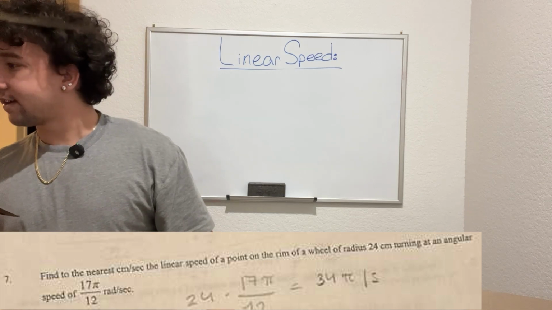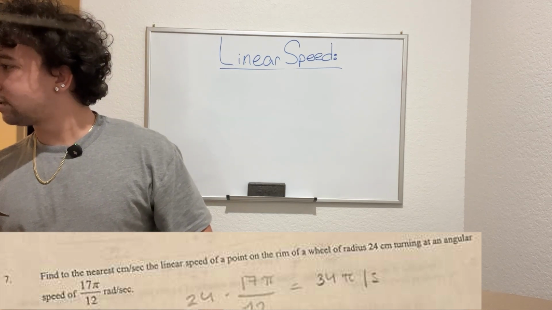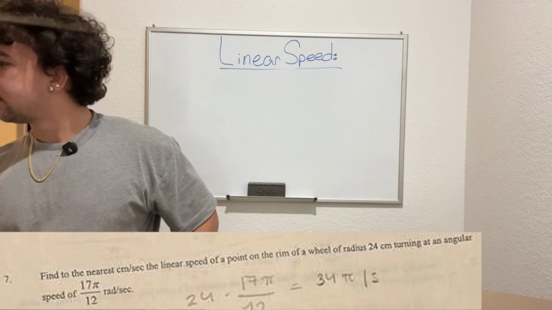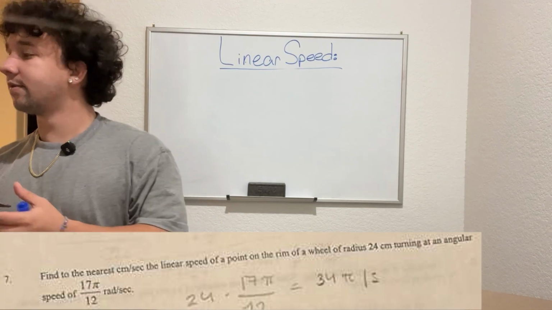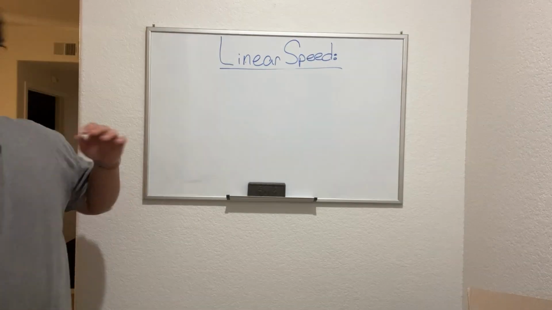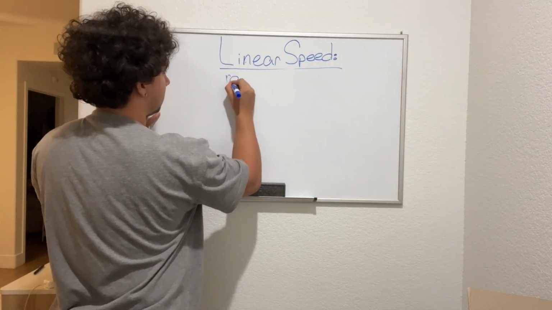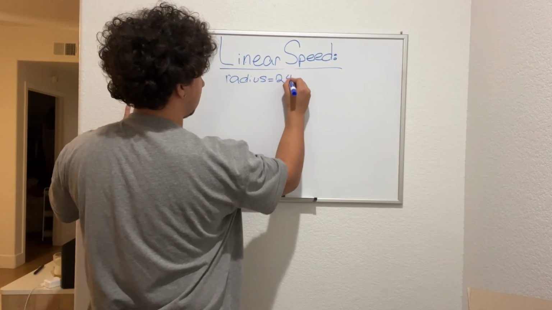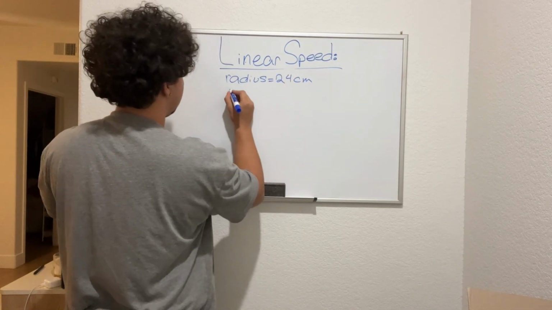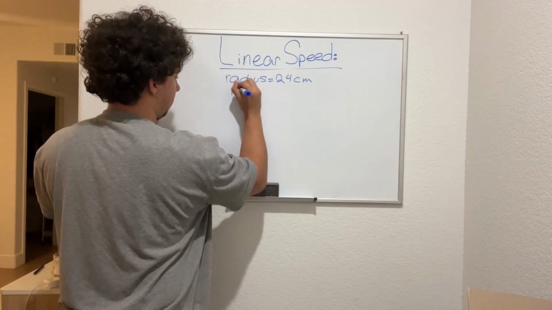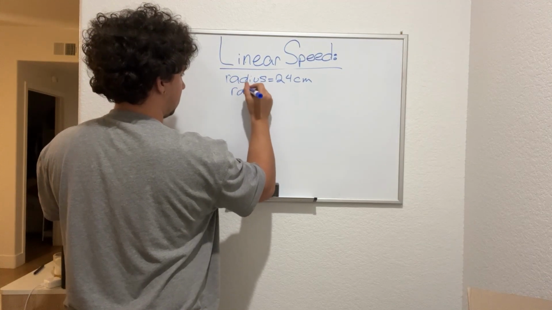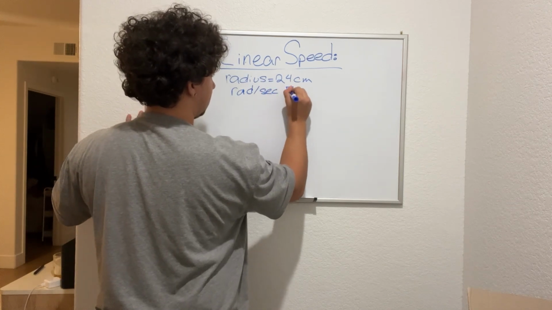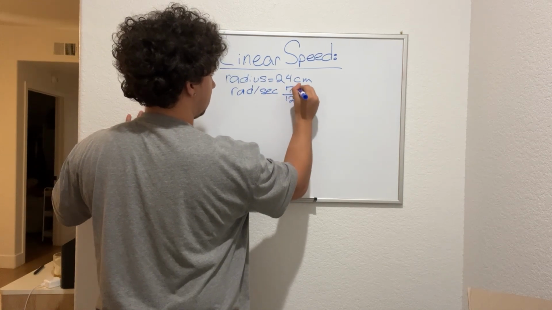Next question says, find to the nearest centimeter per second the linear speed of a point on the rim of a wheel of radius 24 centimeters, turning at an angular speed of 7 pi over 12 radians per second. Again, we're given the radius is equal to 24 centimeters. We're given radians per second of 7 over 12 pi.